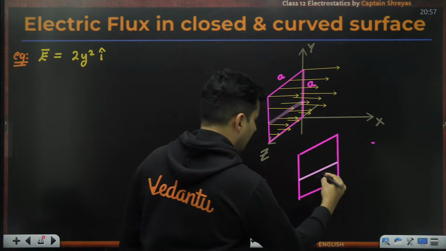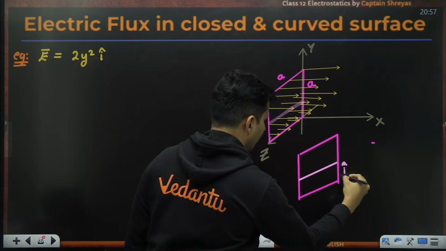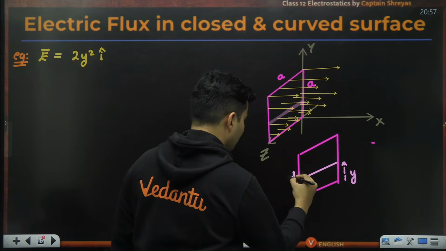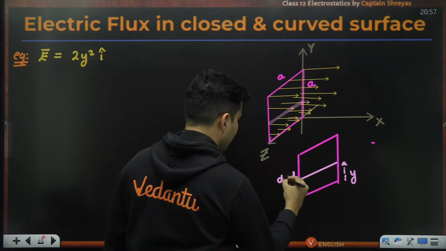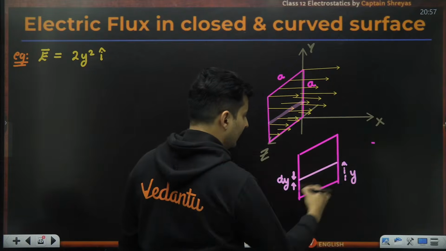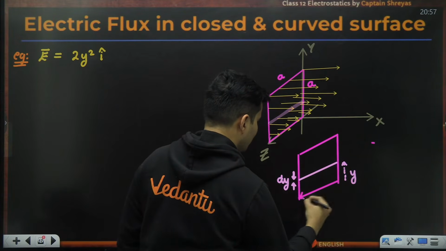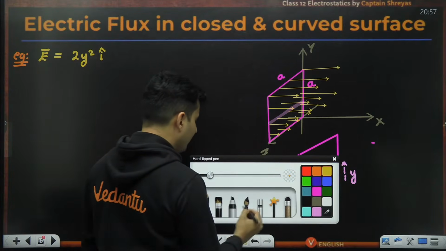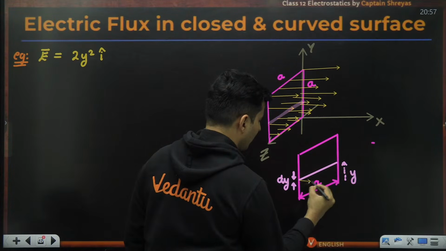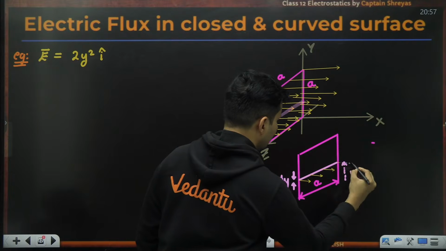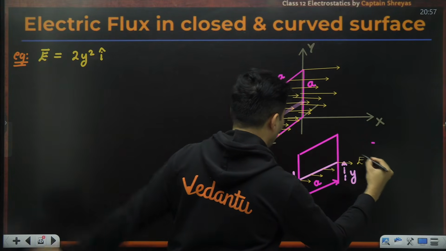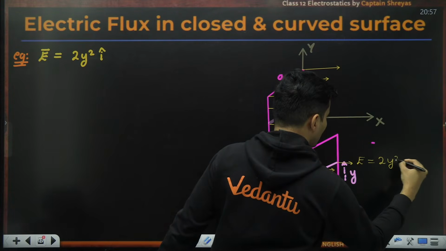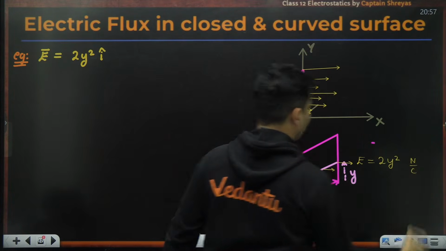Maybe it is at some coordinate y. Maybe the thickness of it is dy. The length of it obviously will be nothing but a. And the field everywhere on this particular line will be like this, and let's say it is E, the magnitude whose value is given over here, it is nothing but 2y square Newton per coulomb.